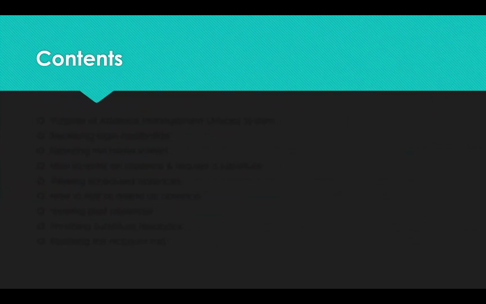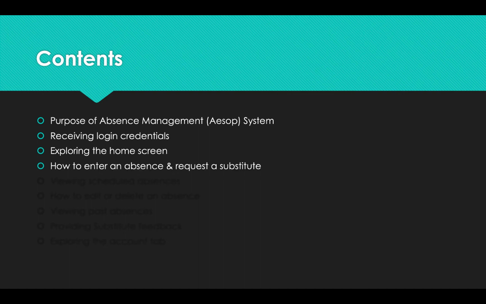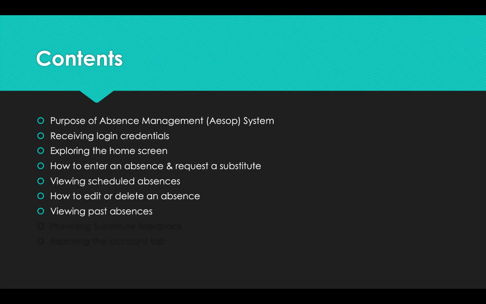Contents. Throughout this training, we will cover the following 9 topics: the purpose of the absence management or AESOP system, receiving your login credentials, exploring the home screen, how to enter an absence and request a substitute, viewing scheduled absences, how to edit or delete an absence, viewing past absences, providing substitute feedback, and finally exploring the account tab.